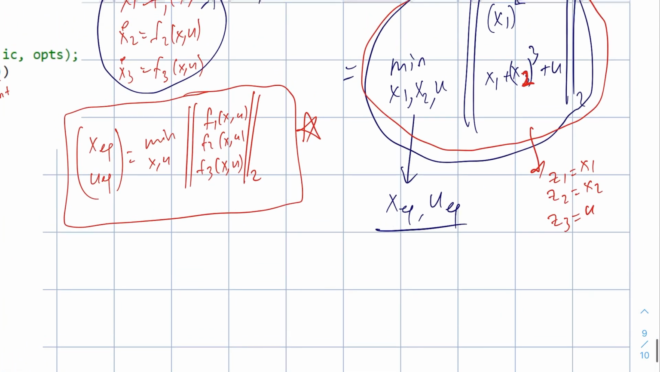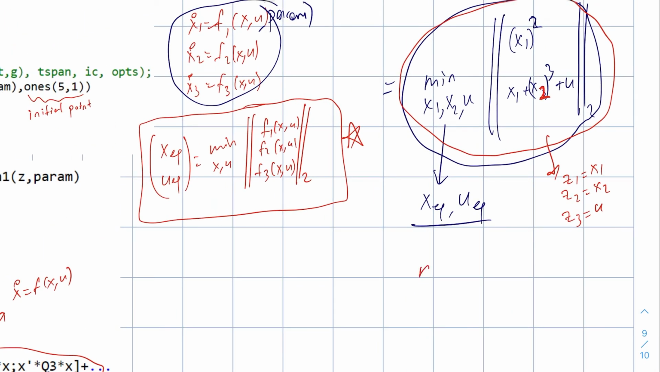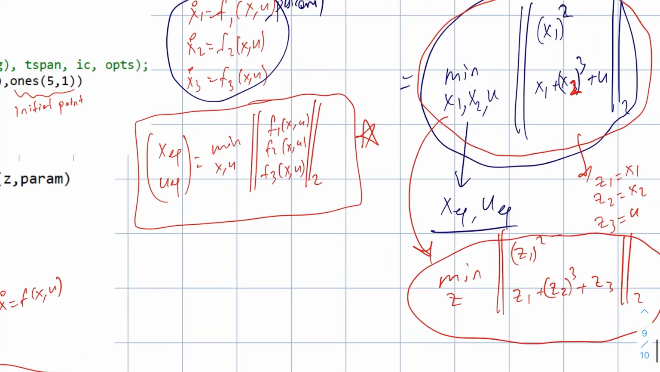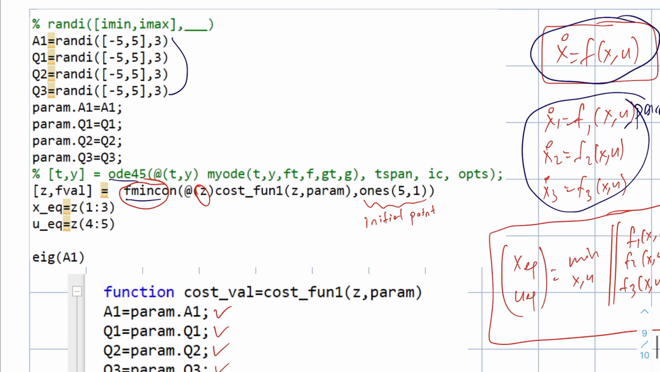And so you can just indicate or represent that problem as minimize z, z1 square, here I'm just copying that term, z1 plus z2 cube plus z3. And now it looks simpler, right, compared to that. And in the code as well, it makes things a lot easier just to have that type of strategy, or naming convention.